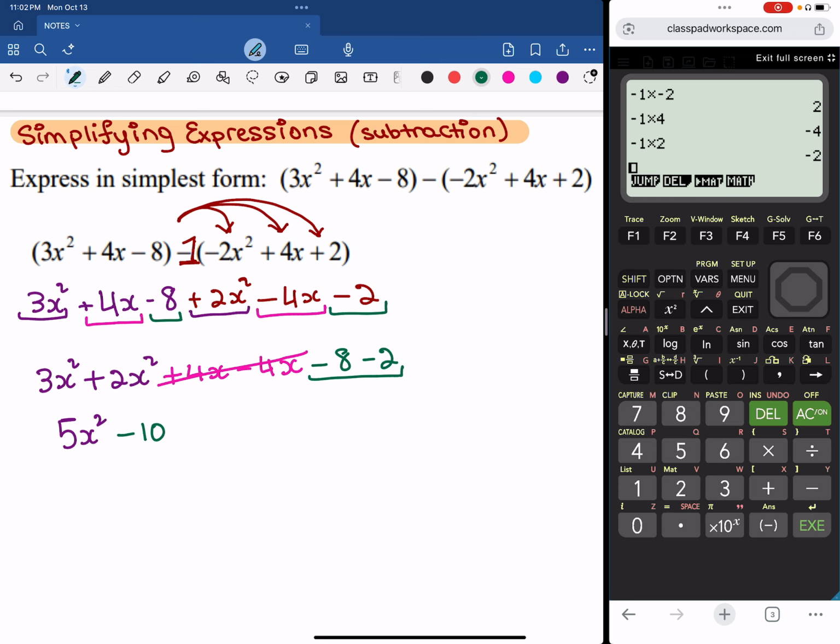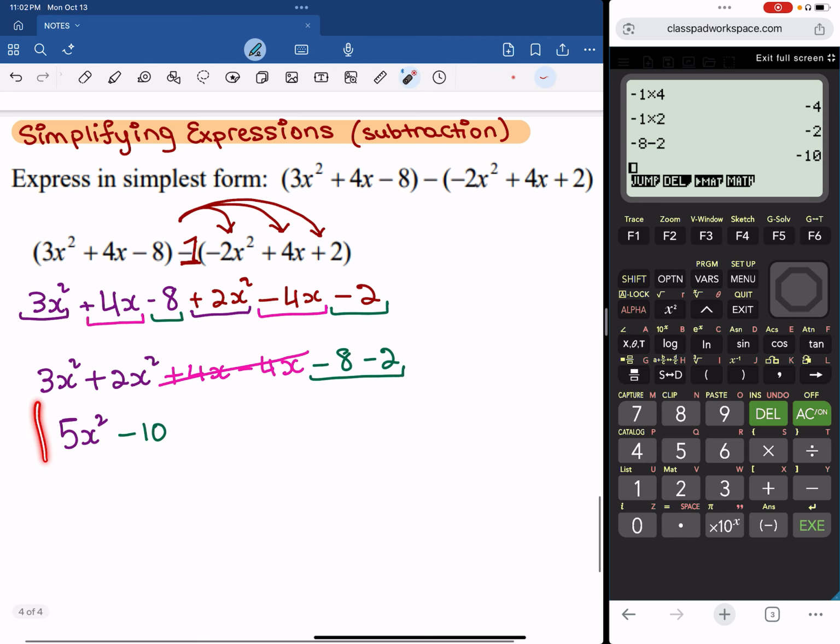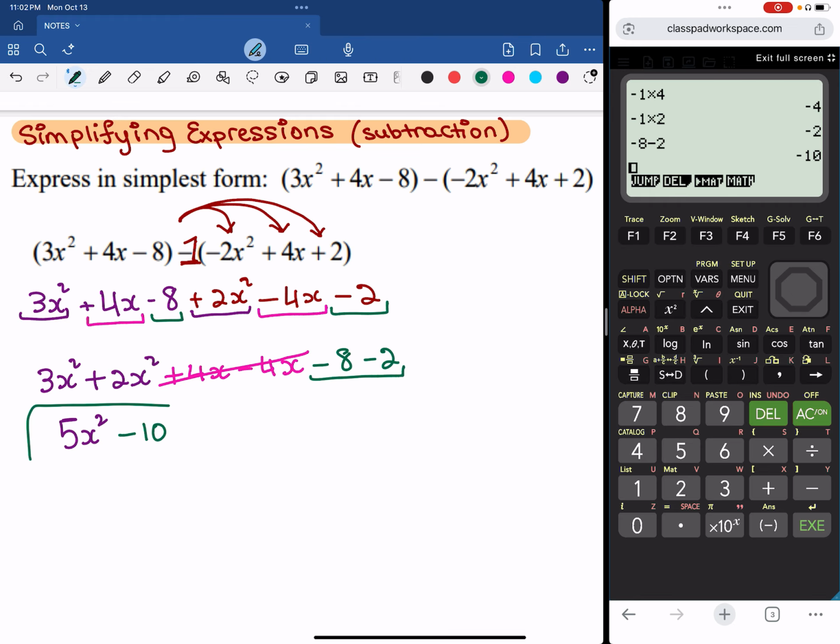And if you take a look at the calculator, if you put that in, negative 8 minus 2 comes out to negative 10. There is nothing else to combine here. 5x squared minus 10 is our final answer.